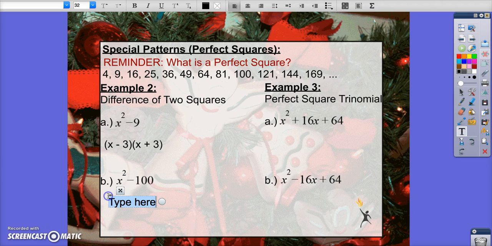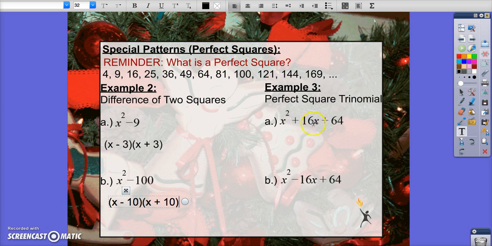So take a second, try to do letter B with difference of 2 squares. And once again, it doesn't actually matter if the minus comes first or the positive. Here's their answer. The square root of 100 is 10. So it's minus 10, plus 10.